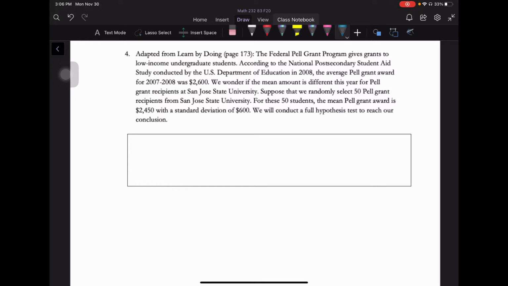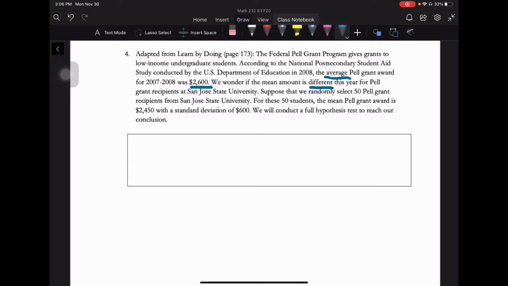Adapted from Learn by Doing, the federal Pell Grant program gives grants to low-income undergraduate students. According to the National Postsecondary Student Aid Study conducted by the U.S. Department of Education, the average Pell Grant award, average, we like that word, was $2,600. So that's what they said it was. We wonder if the mean amount is different. Oh, that's an indicator, that's a word. It's going to tell us what we want in our claim.